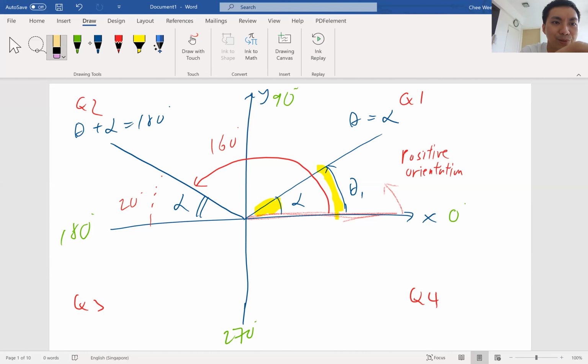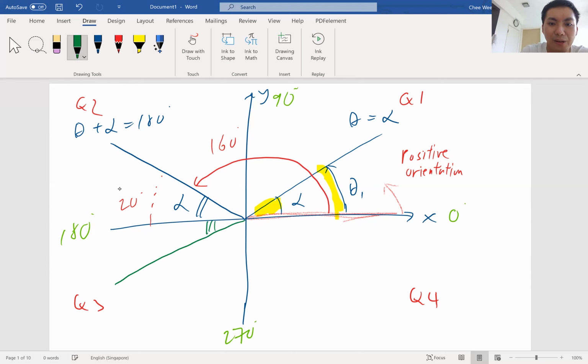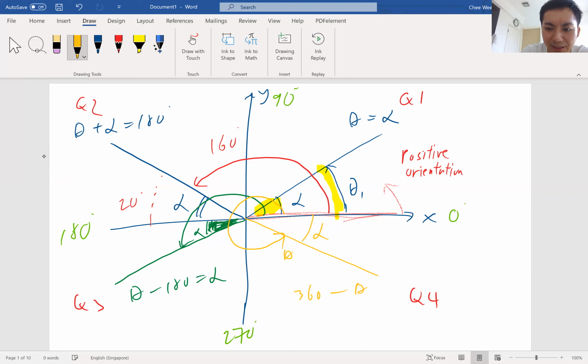So moving on to Q3, the picture gets messier now. In Q3, I will have the basic angle that's like this, alpha. So my angle will be like this big, okay? You can see that this small little guy here is my alpha. So in the world of Q3, theta minus 180 is equal to alpha actually. Okay, and then we have Q4. In the world of Q4, this is theta and this is alpha. So in the world of Q4, 360 minus theta is equal to alpha.